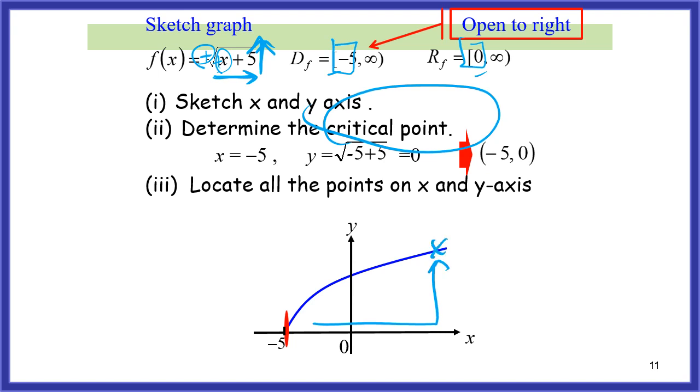We have this one point, so we connect the two points. We assume we have a point here. So this is our graph, because positive x and positive square root. You can look at the previous example.